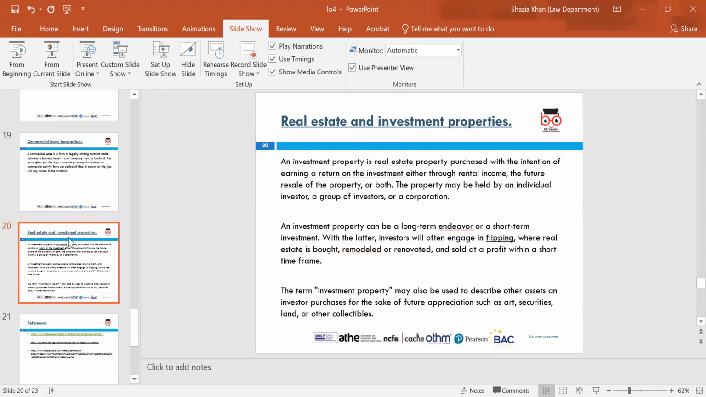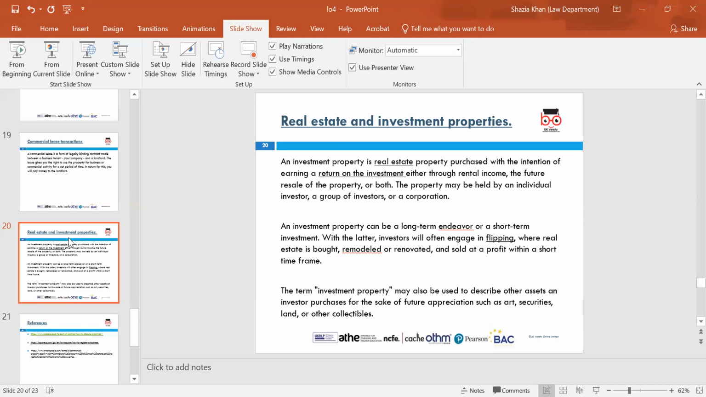With the latter, investors will often engage in flipping, where real estate is bought, remodeled or renovated, and sold at a profit within a short time frame. The term investment property may also be used to describe other assets that investors purchase for the sake of future appreciation, such as art, securities, land, or other collectibles.